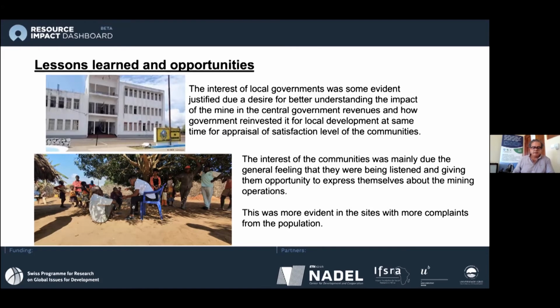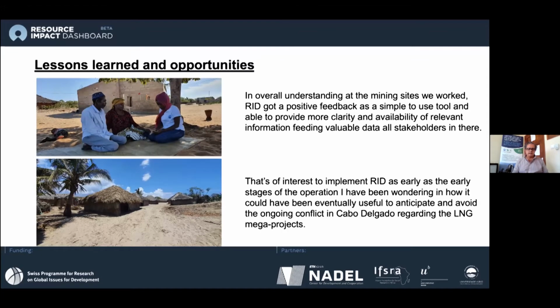The interest of the communities was mainly due to the general feeling that they were being listened to and given the opportunity to express themselves about the mining operations. And this was more evident in the sites with more complaints from the population. Overall, at the mining sites we worked, RID got positive feedback as simple to use and able to provide more clarity and availability of relevant information, feeding valuable data for all stakeholders there.